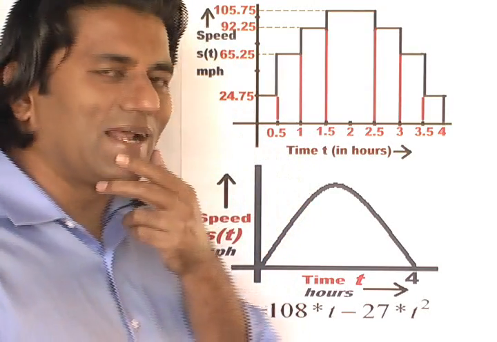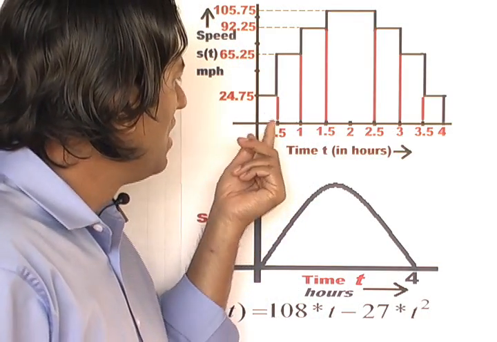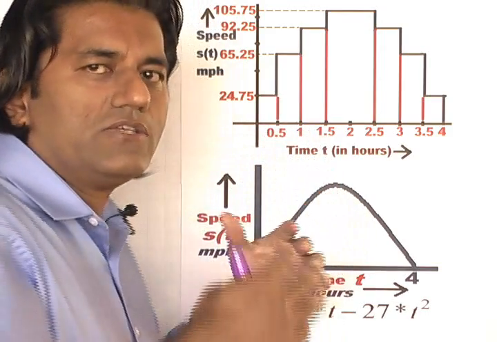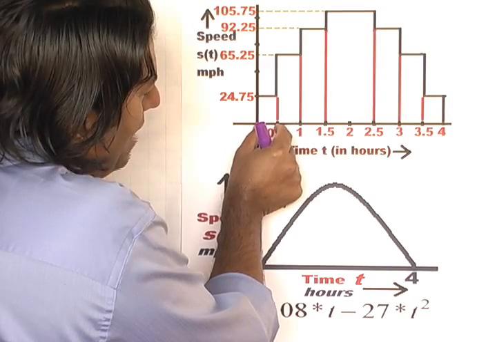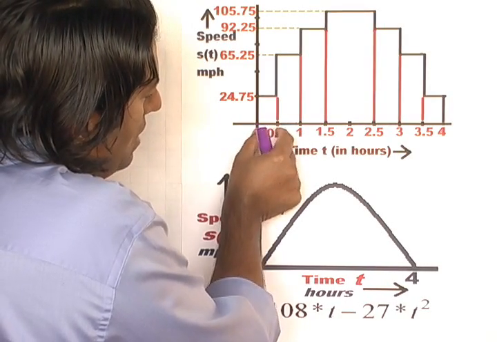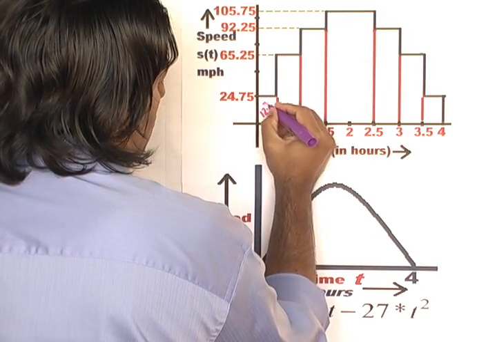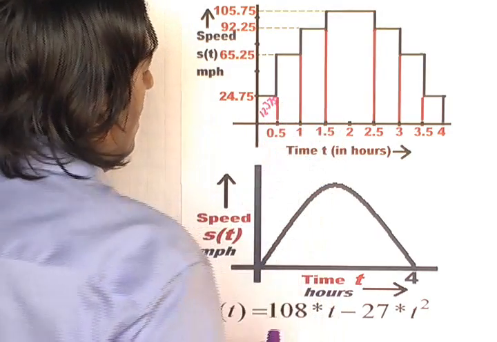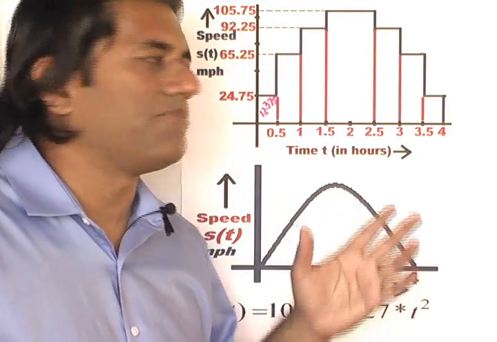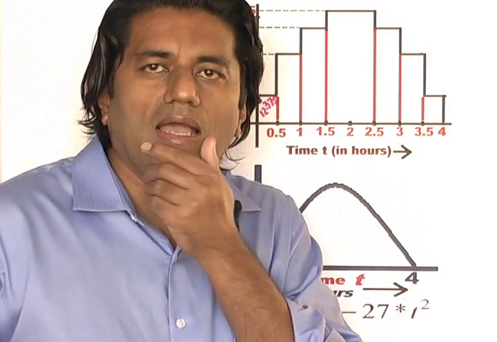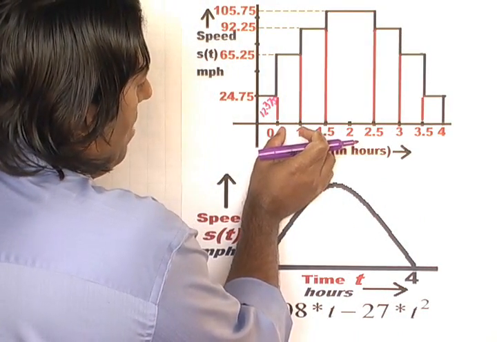So for the first half an hour I say, okay, your average speed was 24.75 and you traveled at that speed for half an hour. So I'm going to multiply this speed by this amount of time, which is half an hour, and I get 12.375. So in the first half an hour you traveled 12.375 miles.